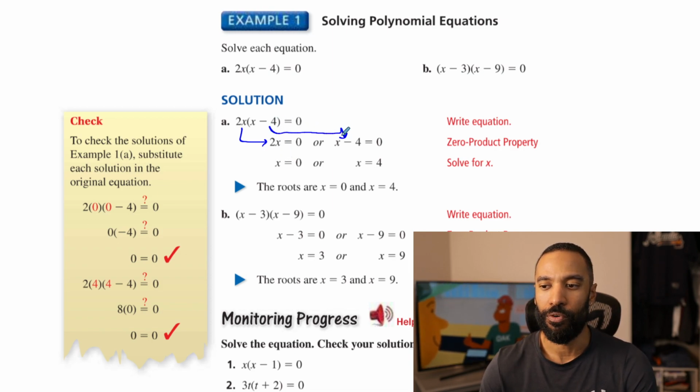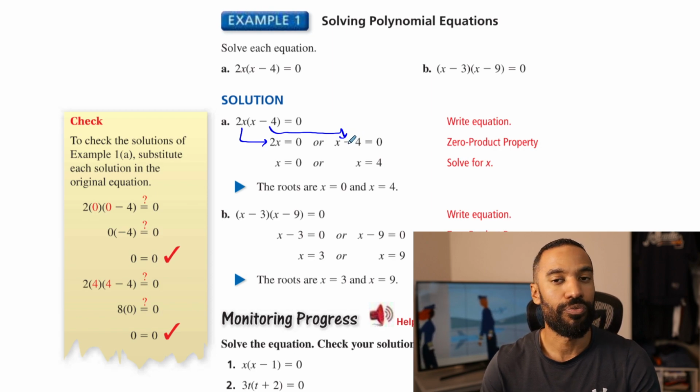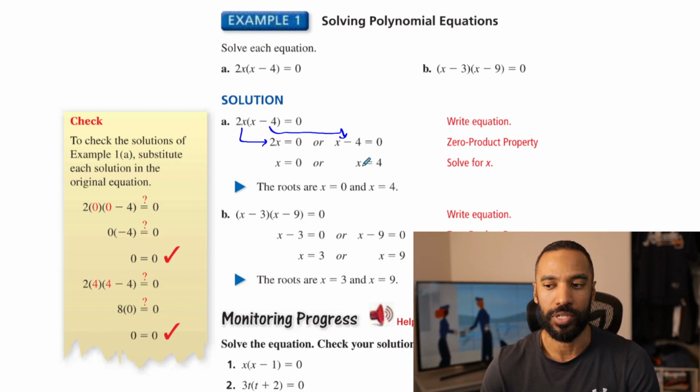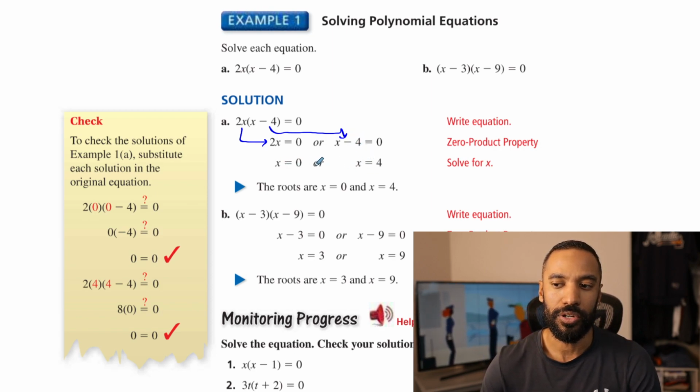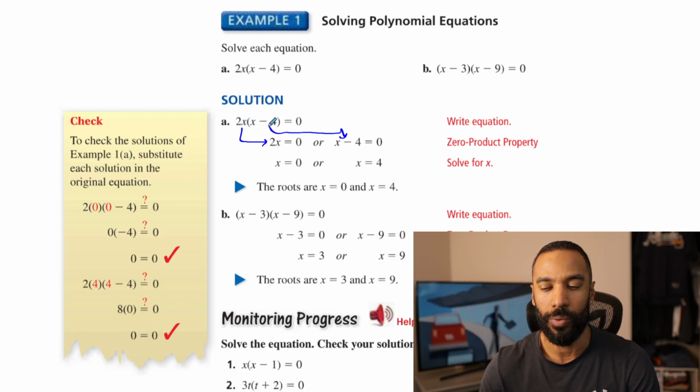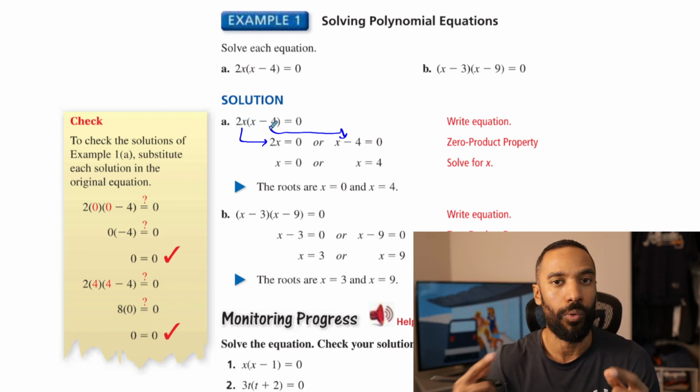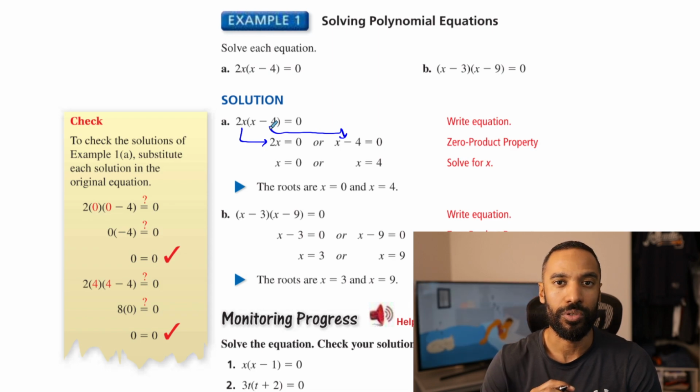If x minus 4 equaled 0, I could add 4 to both sides and x would equal 4. So x could either equal 0 or 4 in this equation, and I would get 0 out, one or the other. There's more than one solution. Not like an infinite number of solutions, but there are two of them.